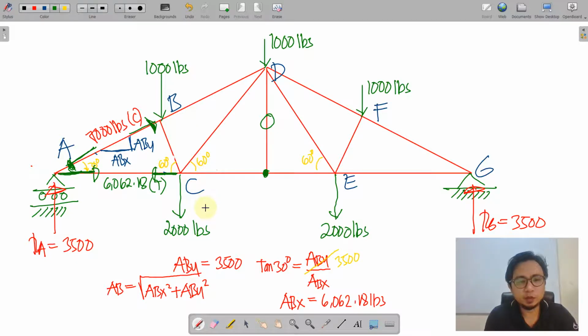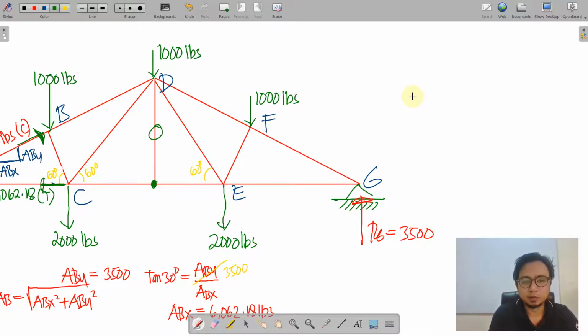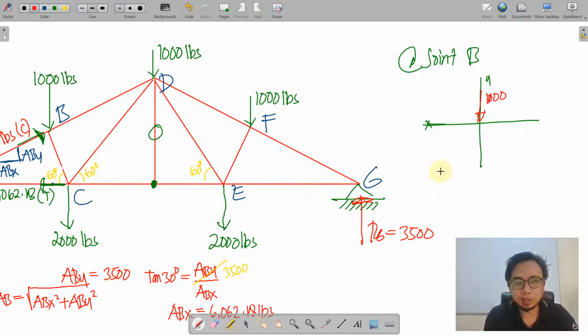This time, we have no choice but to isolate the joint and label the forces. So to isolate the joint B, we have to draw an X and Y axis. We have 1,000 going down, a compression AB inclined at 30 degrees with the horizontal, and computed to be 7,000. So aligned to this force member is BD, which I'm going to assume to be compression for a while. So perpendicular to these parallel members is BC, which I'm going to assume to be tensile.